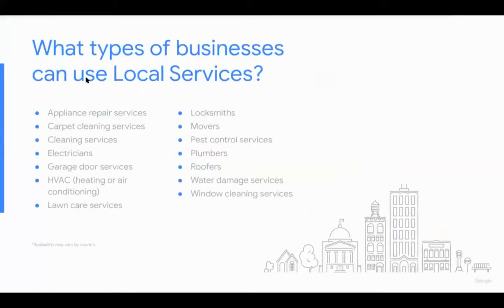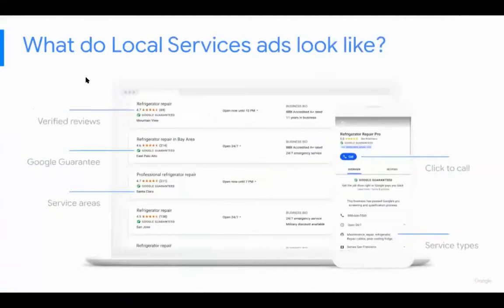Local Services by Google Ads are available for the following types of providers. They're available for appliance repair, carpet cleaning and cleaning services, electricians, garage door services, HVAC, lawn care, locksmiths, movers, pest control, plumbers, roofers, water damage services, and window cleaning. Let's look at some examples.